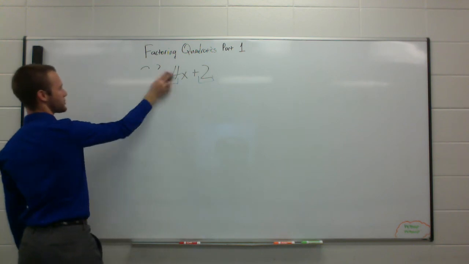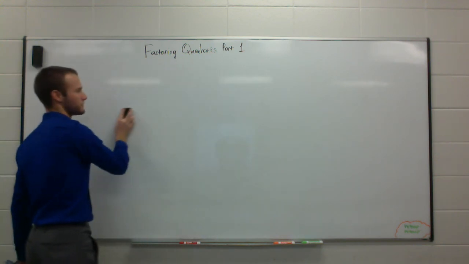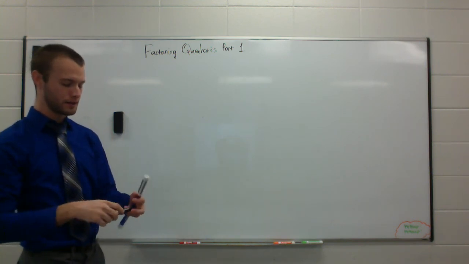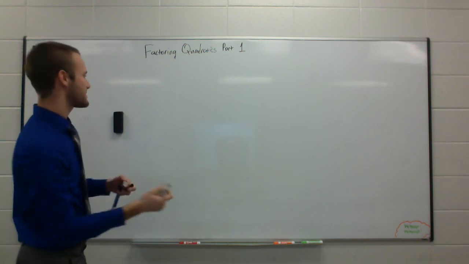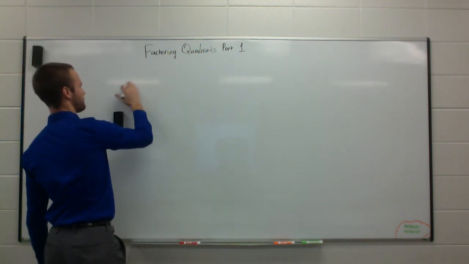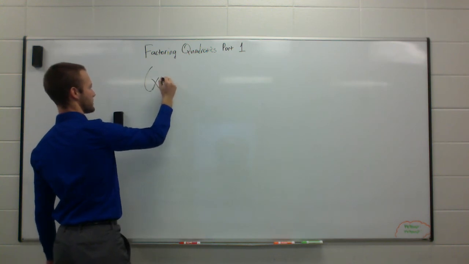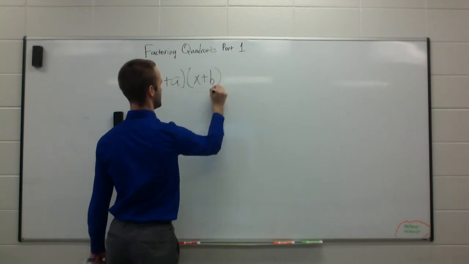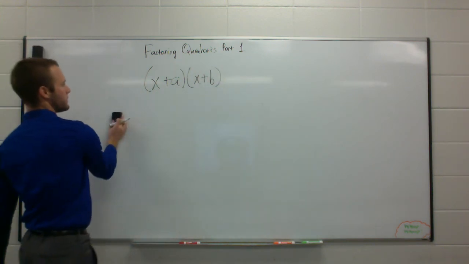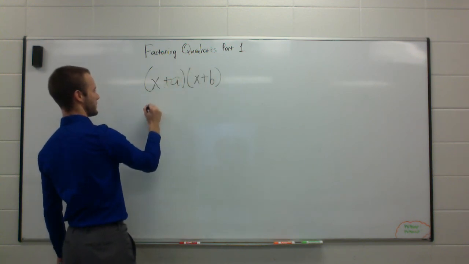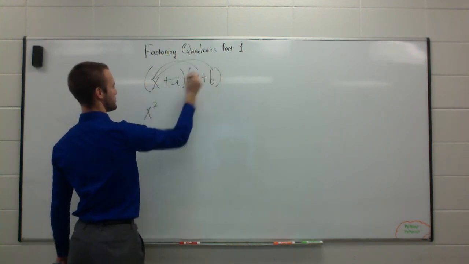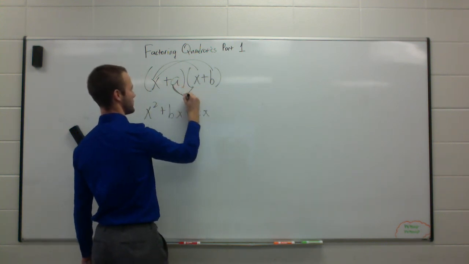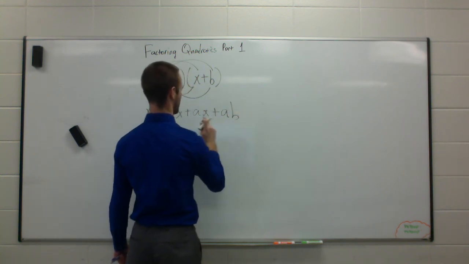At this point, I do kind of want to show you how that method of finding the numbers that have the product of your last term and the sum of your middle term works. So let's just say that we have two binomials. So let's say x plus a and x plus b, right? If we multiply these two together, we would get x squared plus bx plus ax, and then plus ab, right?